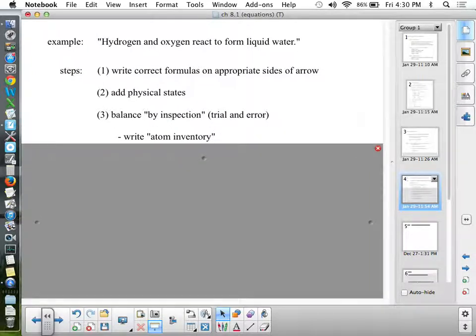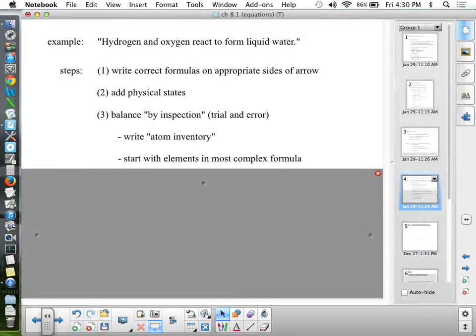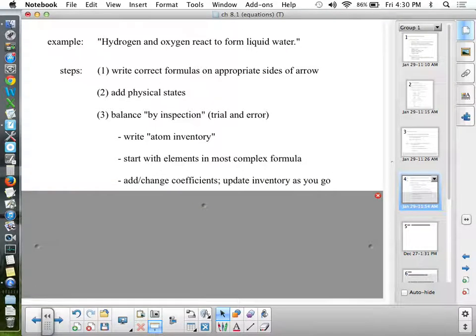Normally, you'll begin by listing what's called the atom inventory. That is a list of how many atoms of each element are on each side of the arrow. It's a good idea to pick out the most complicated formula on either side of the arrow and begin by balancing the elements in those. In order to balance the equation, you have to add or change coefficients. Coefficients are the numbers that come to the left of the formulas that tell how many atoms or molecules of that particular substance you have. And every time you add or change a coefficient, you update your inventory by indicating the change in the number of atoms of each element.